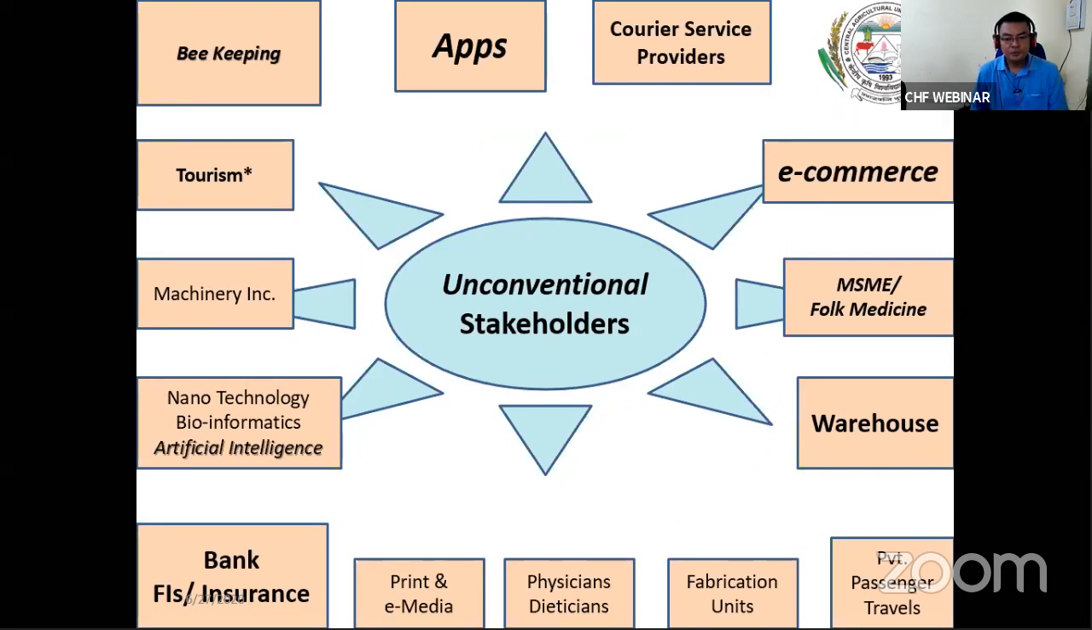And another group of stakeholders is unconventional. Why unconventional? Because agri and allied sector is not their core or focused area. They may exist or they will exist without doing anything to do with the agri allied sectors, just like bank, just tourism industry or e-commerce or apps. I'm very happy that in the recent time, there are many engineers, especially the software engineers, that are coming up with developing of apps and helping the agri entrepreneurs to a larger extent. Next, please.